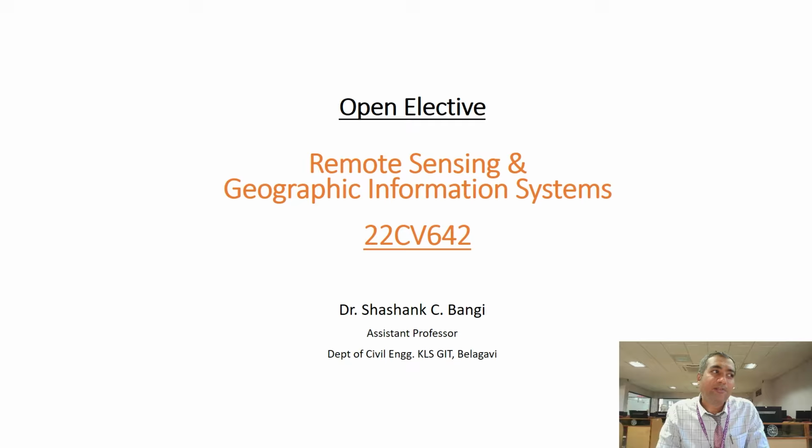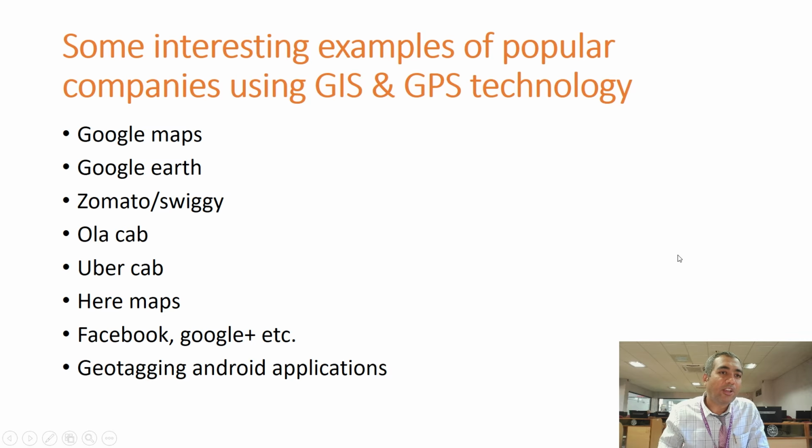in day-to-day life, you people are using it unknowingly or knowingly. So that's why I would like to give some examples where we are using this particular technology. Here are some of the examples. You might be using Google Map, Google Earth, Zomato, Ola Cab, Uber Cabs, Here Maps, and all these things. All these apps are developed on the platform of remote sensing and GIS.